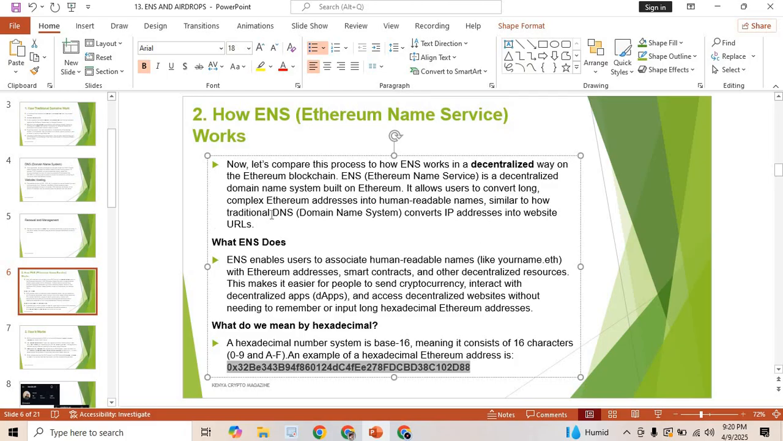names, similar to how traditional DNS converts IP addresses into website URLs. So what does ENS do? ENS enables users to associate human readable names like yourname.eth with Ethereum addresses, smart contracts, and other decentralized resources. It makes it easier for people to send cryptocurrencies to you, to interact with decentralized applications, and access decentralized websites without needing to remember or input a hexadecimal Ethereum address.